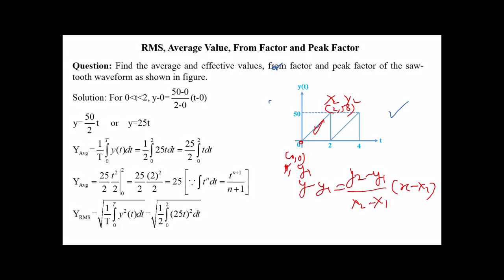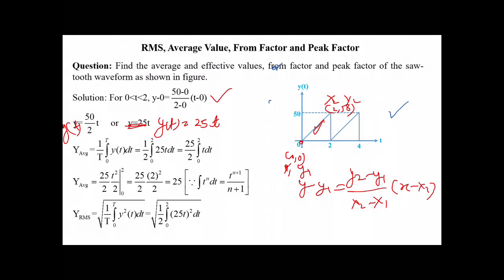Let's substitute the values of y1, y2 and x1, x2. We get the equation during this time interval 0 to 2: y minus 0 equals (50 minus 0) divided by (2 minus 0) in bracket (t minus 0). So y(t), this is y(t), equals 50 by 2 into t, or we can say y(t) equals 25t.